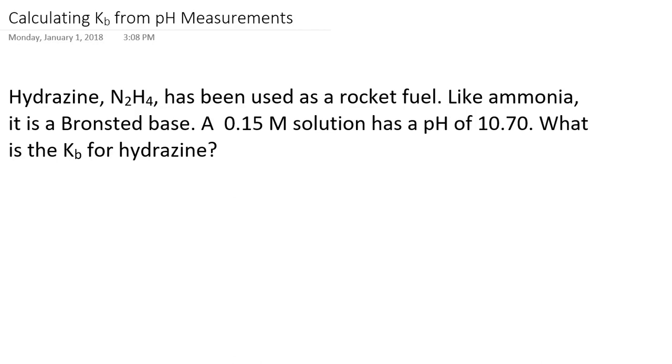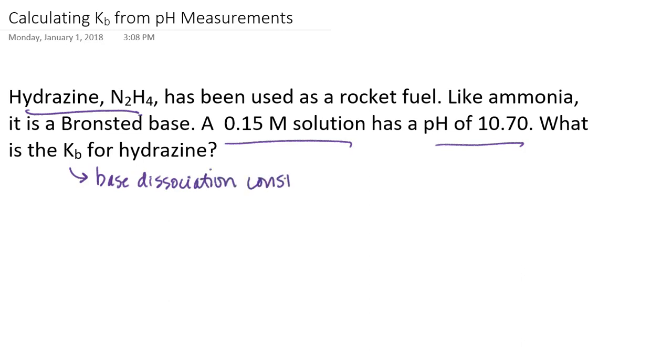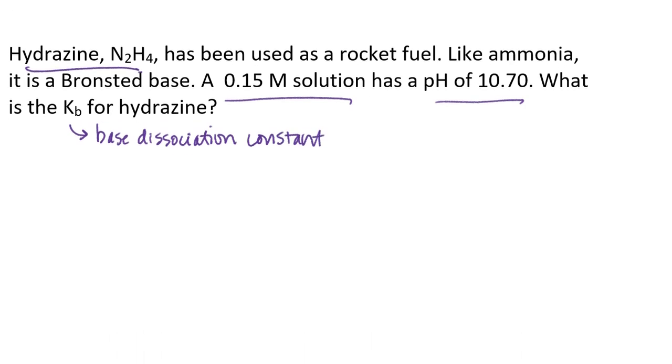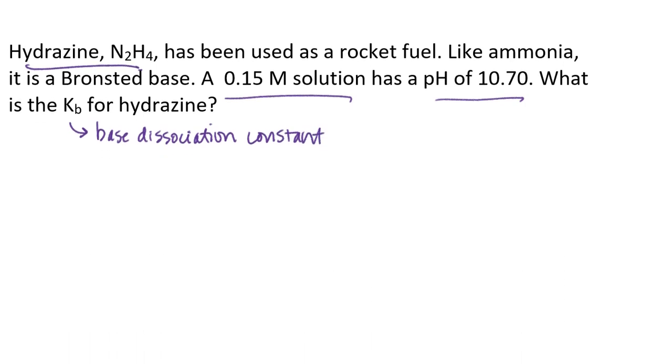So here we have an example problem on the screen, and we have a base, and this base is hydrazine, okay, and it has a pH of 10.7 when it exists as a 0.15 molar solution, and they're asking us to calculate the Kb, where again Kb is analogous to Ka for weak acids. Basically, Kb is what we refer to as the base dissociation constant. And so the best place to start is to actually write a chemical reaction equation that shows the behavior of hydrazine as a weak base.